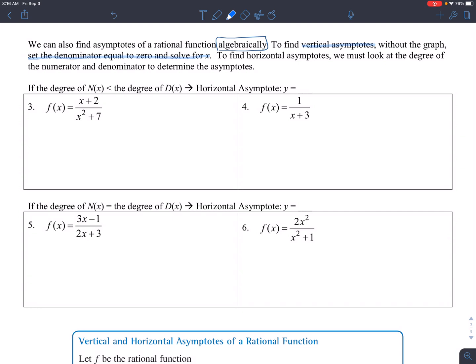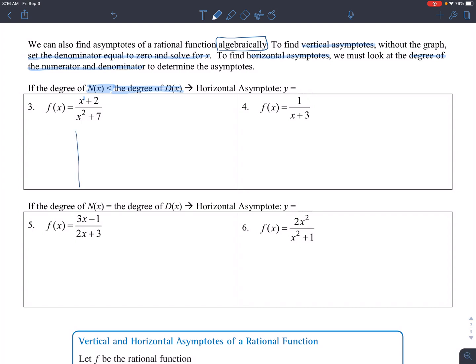To find horizontal asymptotes, you actually have to look at the degree of the numerator and denominator, because the horizontal asymptote will change. So let's first explore what's going to happen if the degree of the numerator is less than the degree of the denominator. So we have an example here where we have x to the first over x squared.